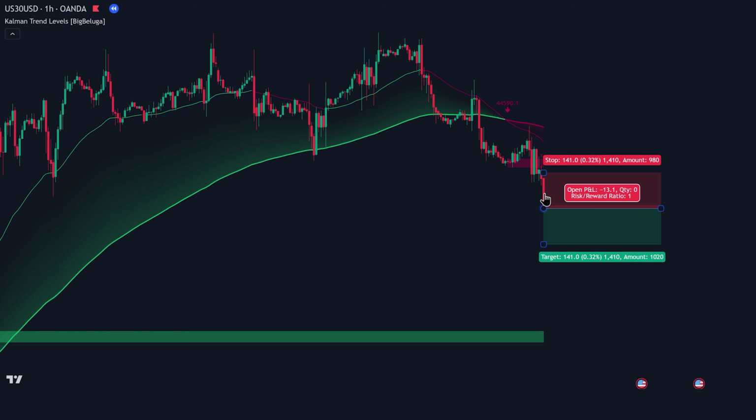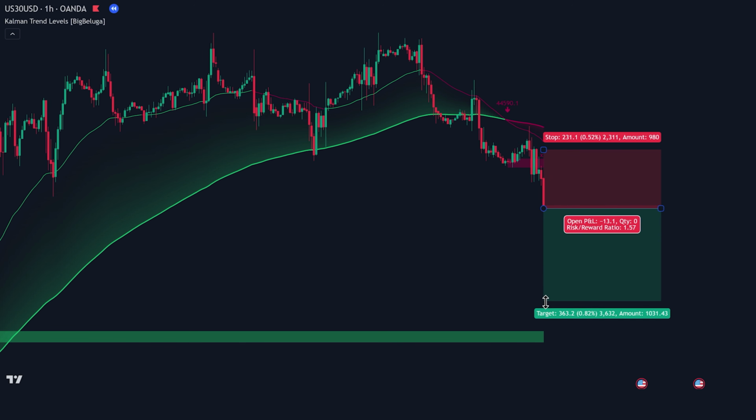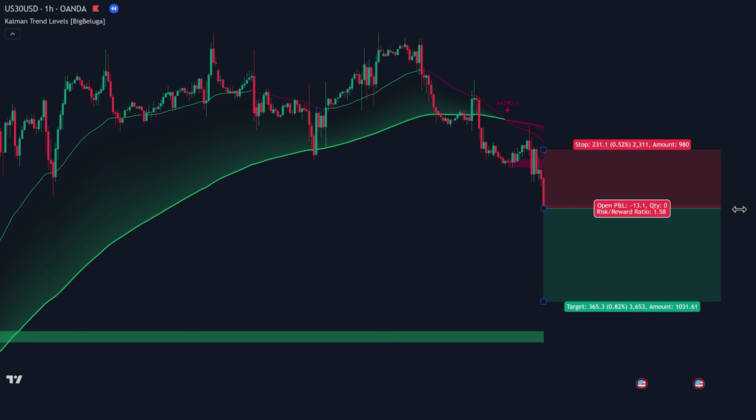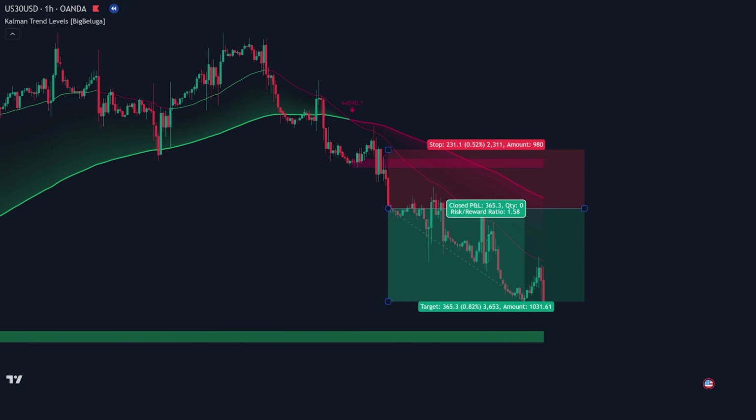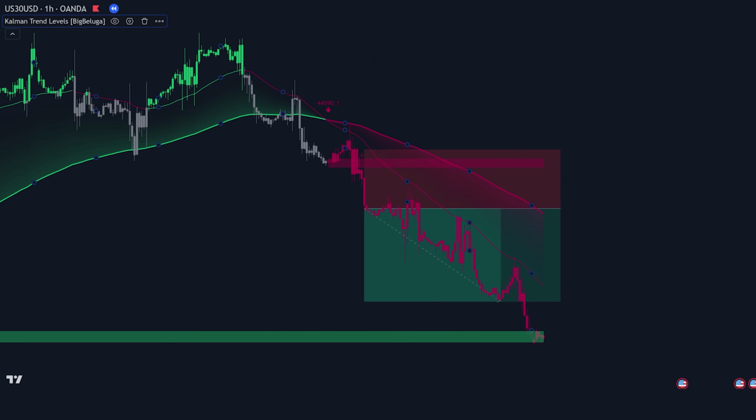For risk management, the stop loss is placed just above the red resistance box. The take profit target, on the other hand, is set significantly lower, giving us a strong risk to reward ratio. Let's see how the trade plays out.